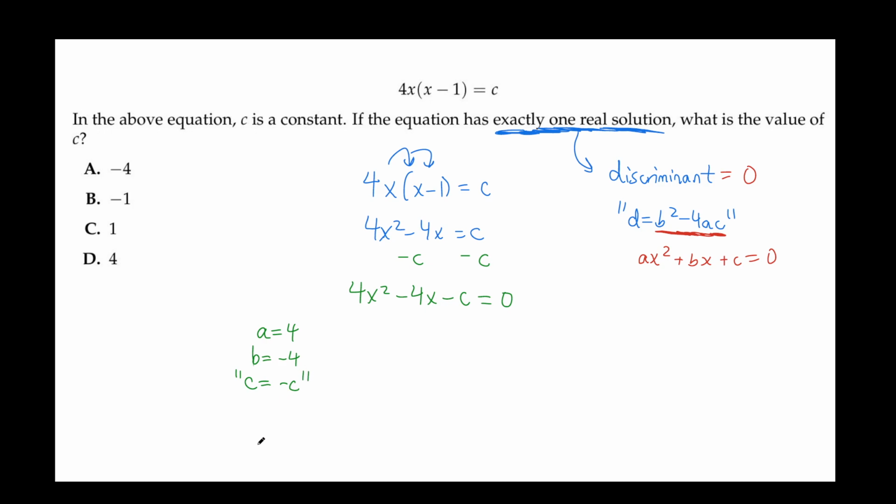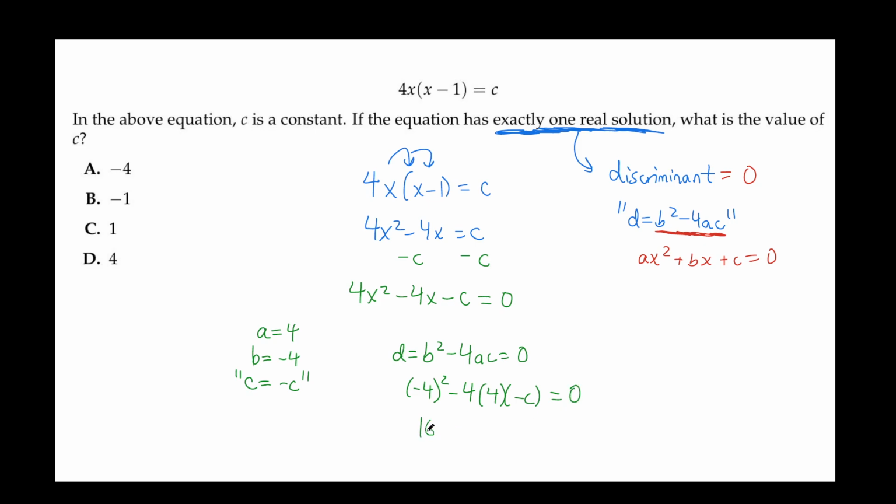We're not saying that literally the constant c is equal to minus c, because that would mean that c is equal to 0, actually. I just sort of use these a, b, and c's in the original discriminant as a placeholder when I plug in. So I know the discriminant, which is b squared minus 4ac, is equal to 0. Plugging in, I get negative 4 squared minus 4 times 4 times minus c equals 0.